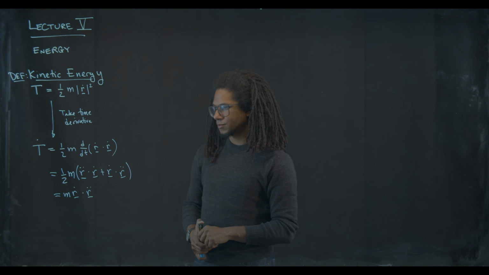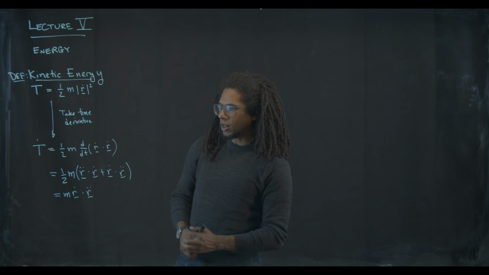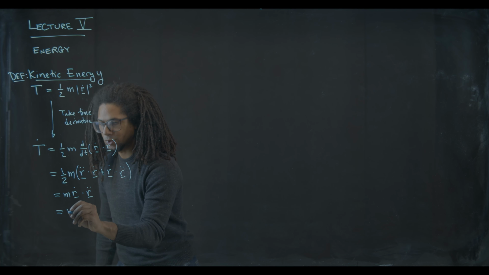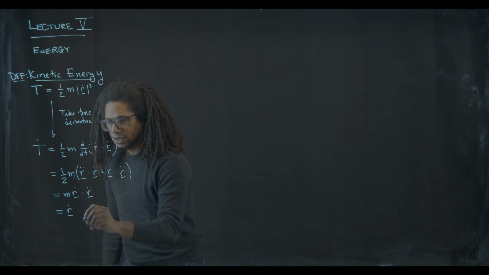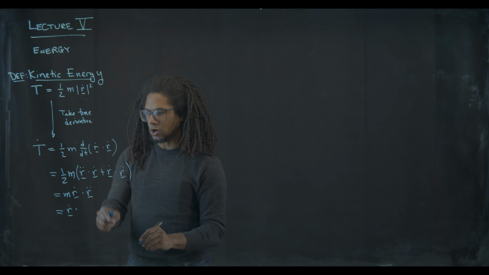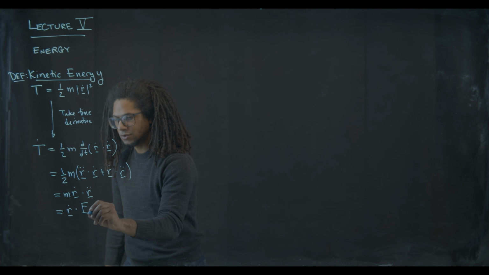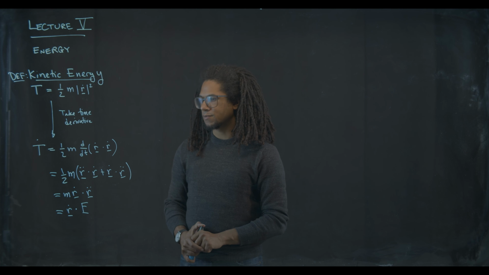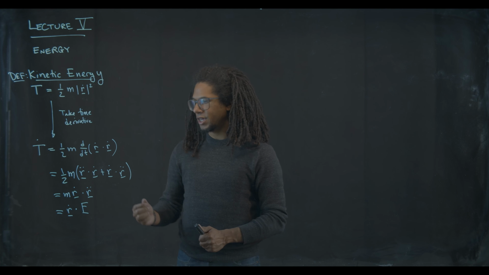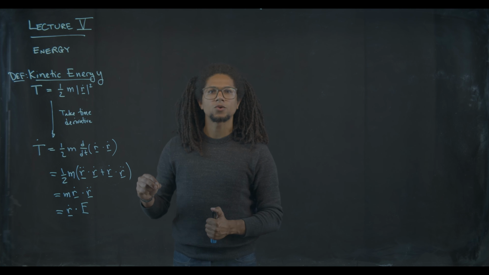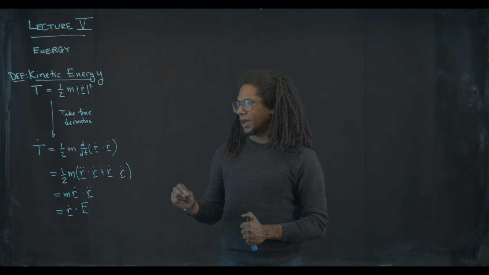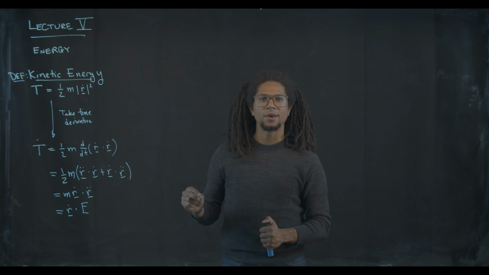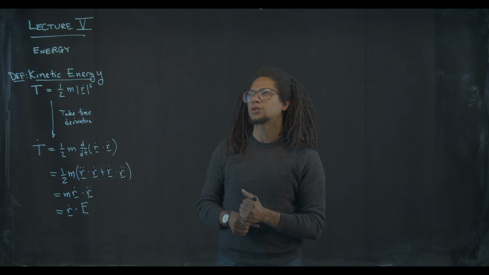Okay. So where can I go from here? Well, I could say, for instance, that this is equal to the velocity dotted with m times r double dot, but that is the force on the object. All right, so that's pretty interesting. Now, where can I go from here? I think the direction that I want to go right now is to think about what happens when we move along the trajectory of an object.